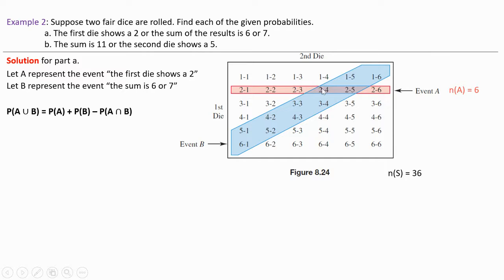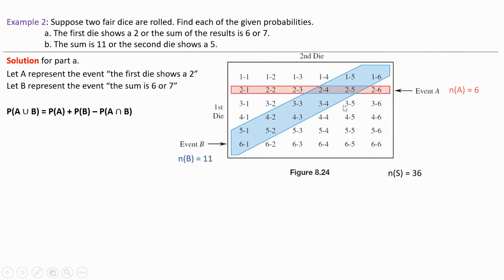1, 2, 3, 4, 5, 6. And then for event B, it's going to be 11, that the sum is 6 or 7. Hey guys, when you do these type of problems, these across, for example, are equal to 2 across. These are equal to 3 diagonally. These are 4 and 5. And these are 6 and 7, right? And then 8.